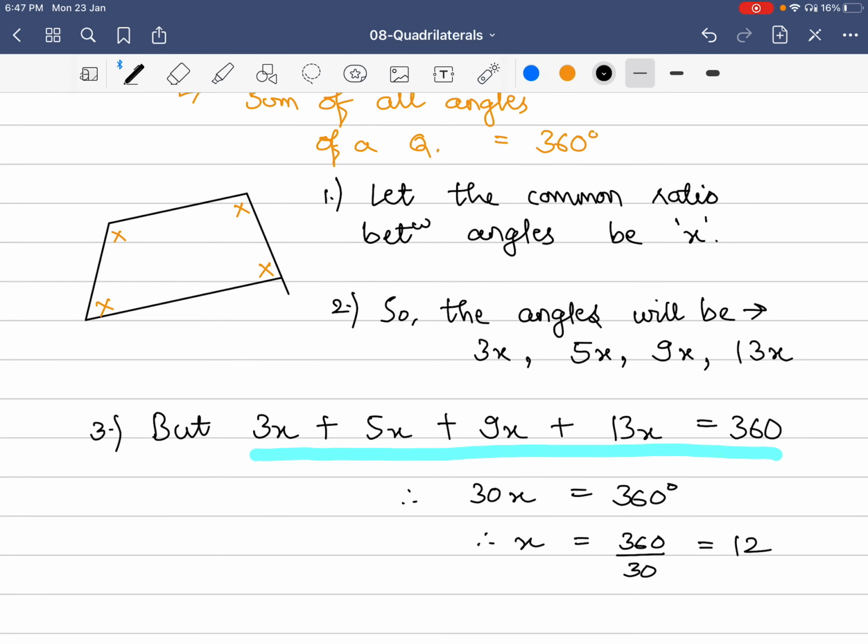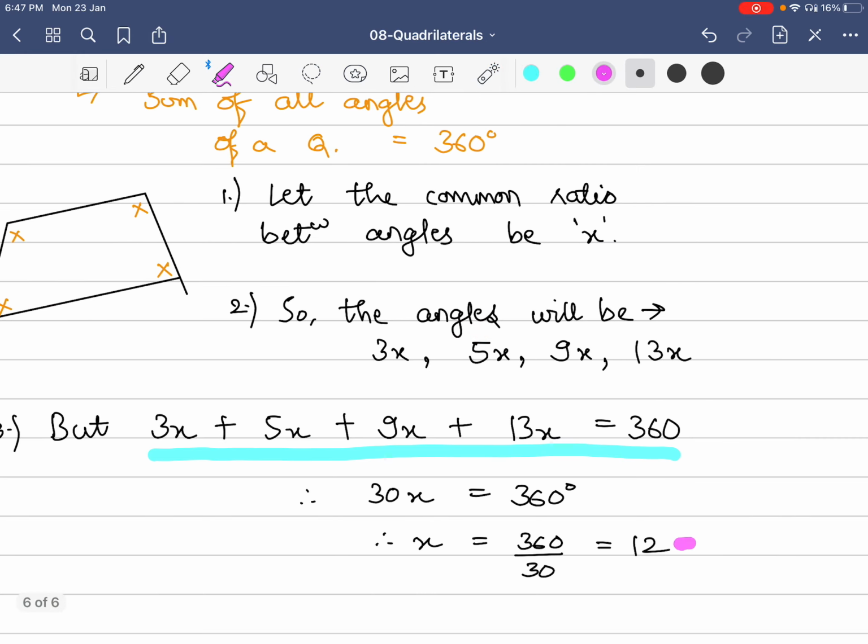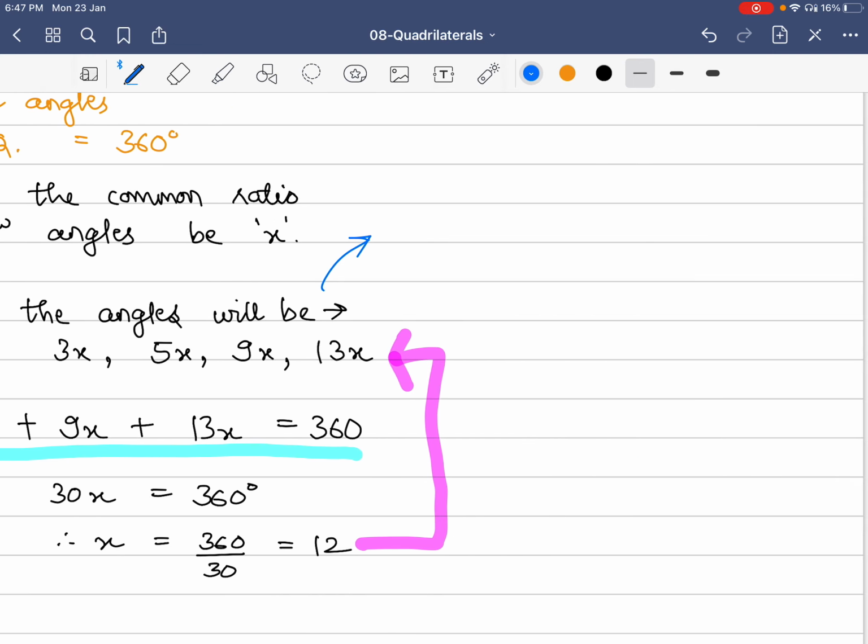Now all we have to do is substitute this value of x, which is 12, in these variables, and we will get the angles of the quadrilateral. So I'll just make an arrow like this. So we're going to substitute x equal to 12, and we'll get the value of all the angles of the quadrilateral, which is what the question is asking. So I'll just move it aside.